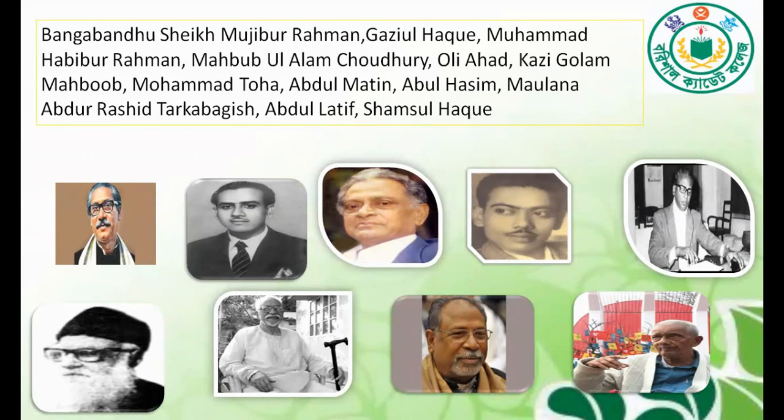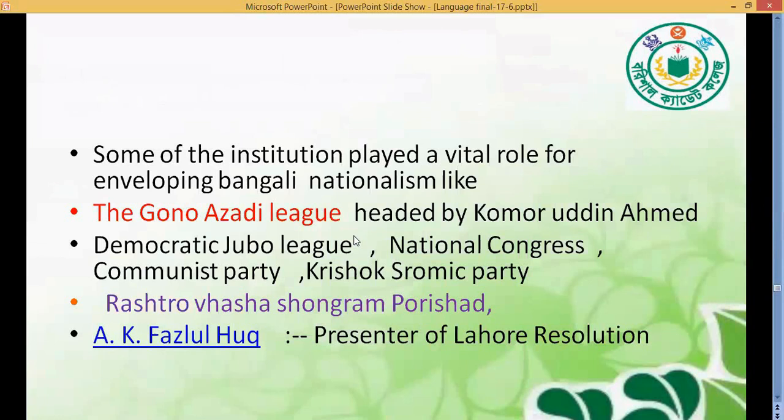Cadets, a strike was called on 11th March 1948. Organizations like Gonoazadi League, headed by Kamruddin Ahmed, Democratic Jubo League, National Congress, Communist Party, and Krishak Sramik Party played a vital role. Dhaka University and many other academic institutions went on strike in support of the movement and continued it. They decided to lay siege to the Pakistan National Assembly during its winter session in 1952. The day was 21st February.